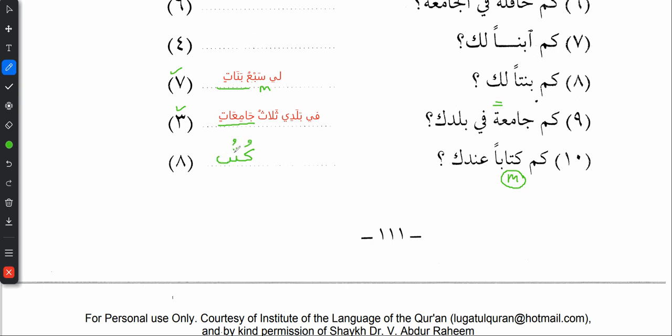Kutubin. And since this is idafa mudaf ilayh, it will be kutubin. Now what is the number? 8. So now what is the gender of the madud? It is a ghair aqil plural of a non-living thing, but we cannot take it as feminine. We have to go back and check the singular. It's kitab, it's male.